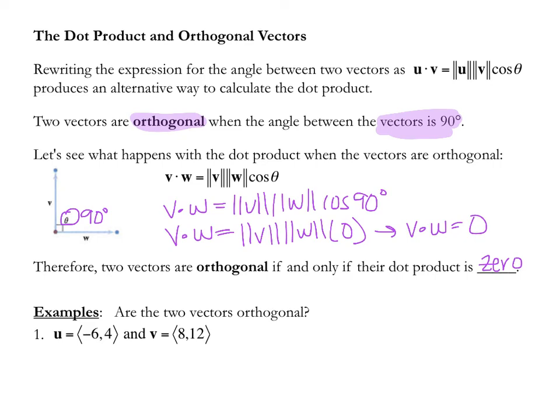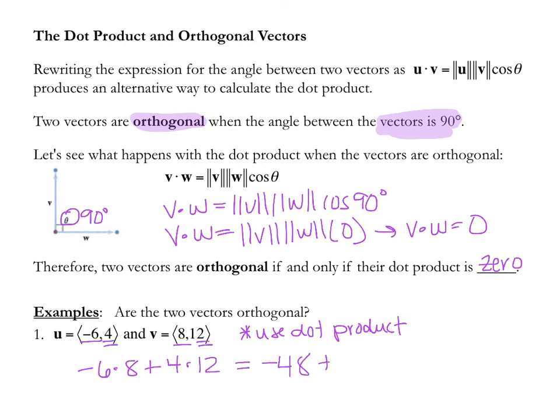So that's our next question for this one. You need to know what step you're supposed to take when it asks you that in the directions. The directions ask you, are they orthogonal? To determine that, you need to know that you're going to use the dot product. So that's all you have to do here. You have to use the dot product and see what number you get out. So we're going to do negative 6 times positive 8, plus 4 times 12. That's negative 48 plus positive 48, which is 0. So our answer here is yes, they are orthogonal because we get a dot product of 0, which means the angle is 90 degrees.